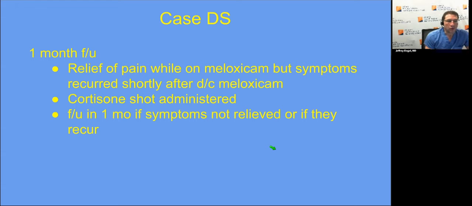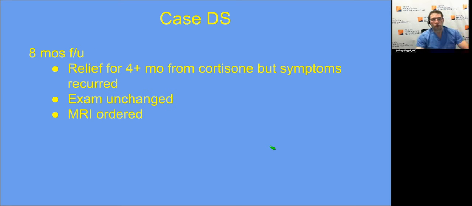When she returned a month later, she found that the meloxicam did give her good relief once she was taking it, but within a few days of stopping it, her symptoms recurred. And with her history of hypertension, I didn't want to continue on meloxicam long term. We decided on trying a cortisone shot to see if, again, we can get her symptoms to settle down. And so we proceeded with that, and she was going to follow up with me in a month if she continued to be symptomatic.